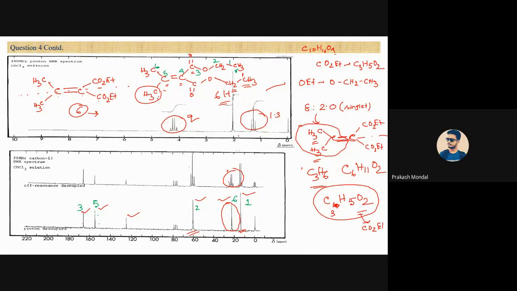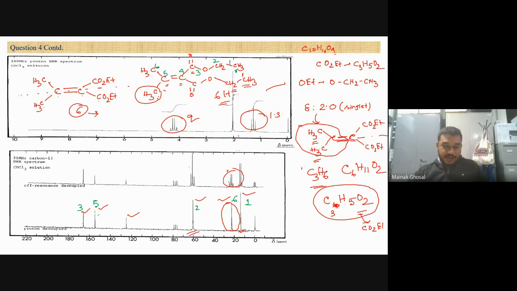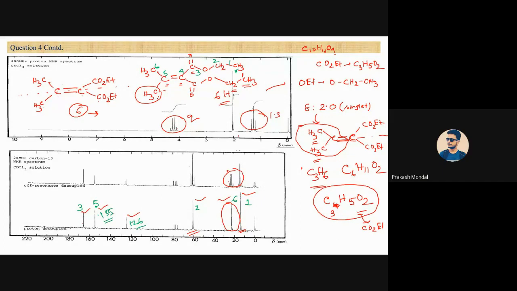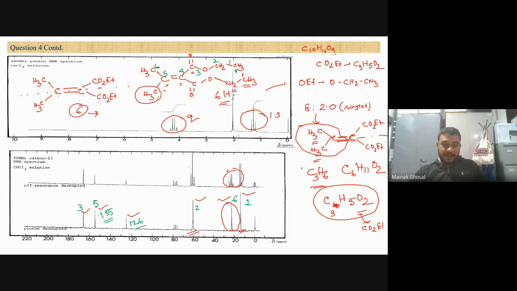Sir, I can't see the data value. Okay, it is 155, and this is 125 or 126. Yes, sir. So the fifth carbon will be 155. And this will be the fourth one because it is an alpha beta unsaturated compound. So this double bond will be in conjugation with this one, and it will have a delta positive charge here. So this will be more deshielded, and this will have a higher delta value.